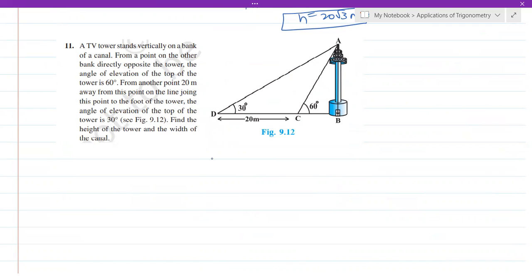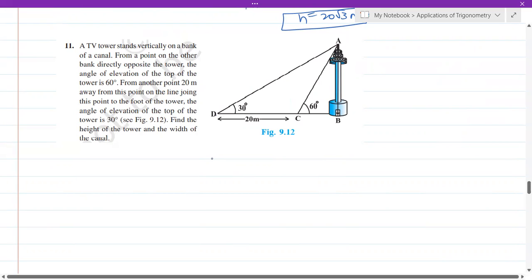From another point 20 meters away from this point, I can take it in any direction. I can take 20 meters in this direction, or in this direction, or in any direction. But what they have done is they have taken it along the straight line, that is at D. So D is the other point. From that point, the angle of elevation is found to be 30 degrees.